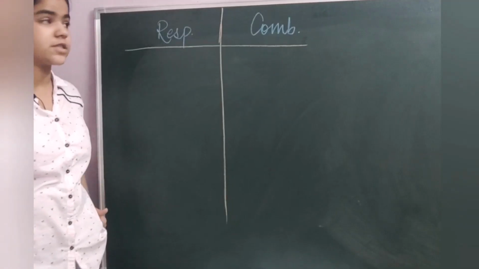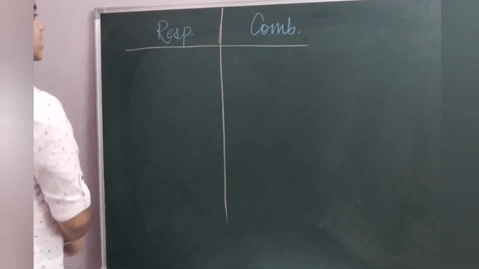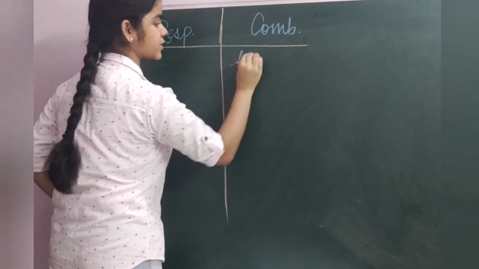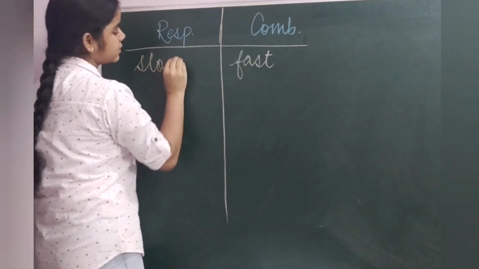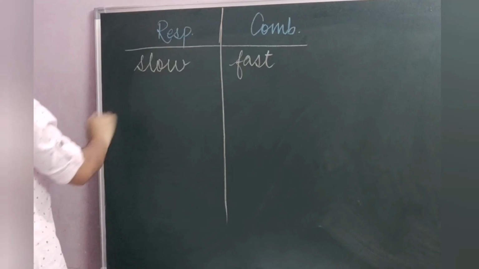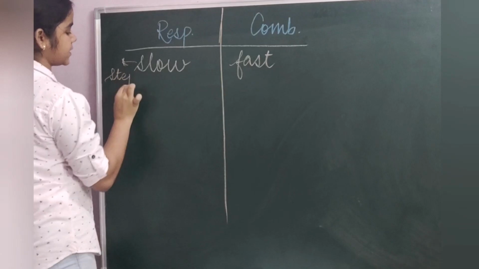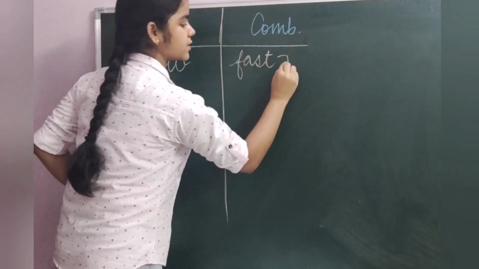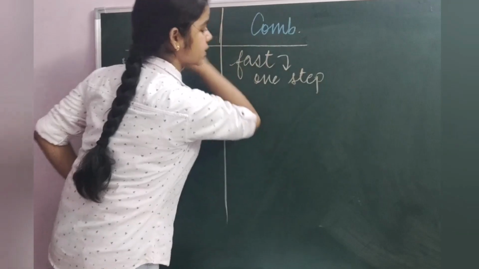You may be asked to differentiate between respiration and combustion. So the very first thing we would like to talk about, the first difference, is the speed. Combustion is actually a fast process, whereas respiration is a slow process. So for the same you can say that respiration is stepwise. It occurs stepwise and combustion occurs in one step. So this is your first difference.